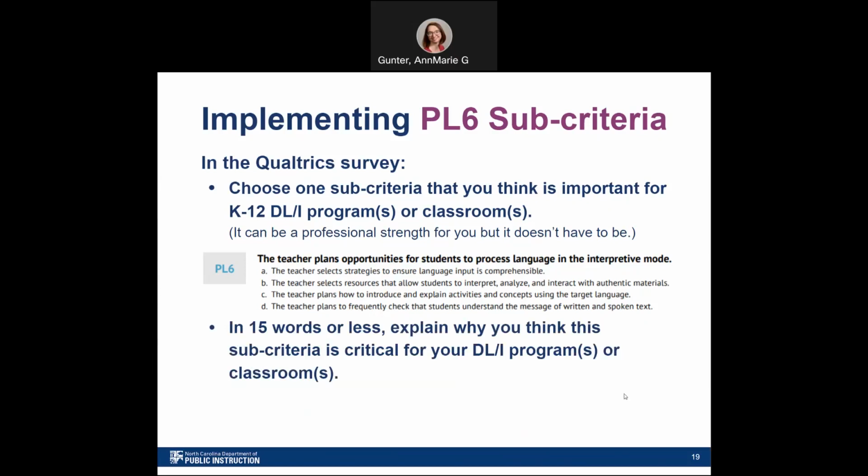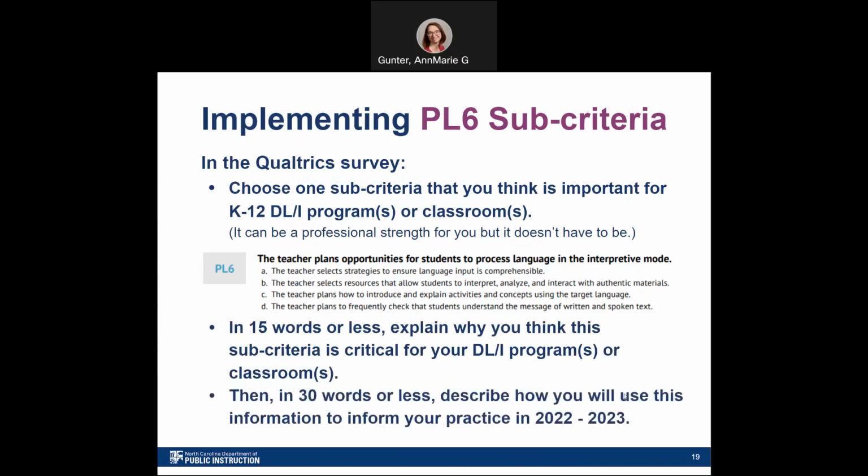After you do that, in 30 words or less, describe how you will use this information about the subcriteria and why you think it's critical for your DLI programs and classrooms, how you will use that information to inform your practice in this coming school year for 2022-2023. Again, pause while you do this as long as you would like so that you can submit your answer and put it in the blank that's provided on the survey for this part of the asynchronous workshop.